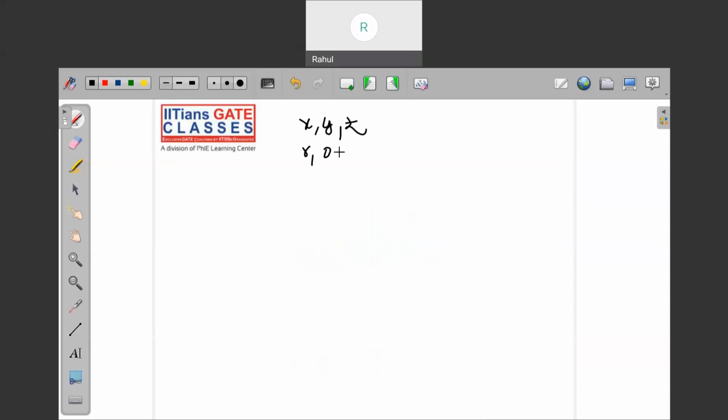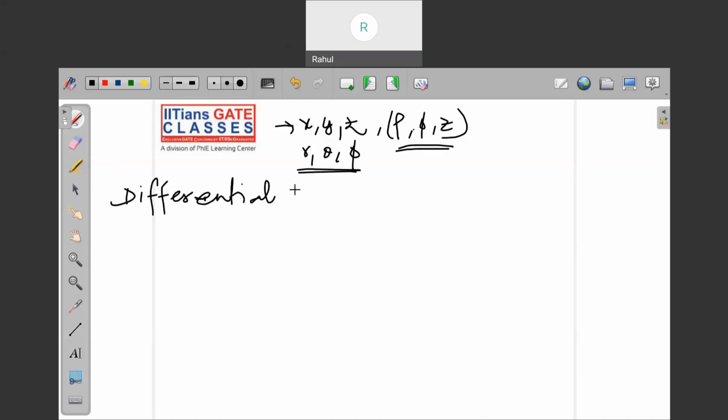And r, theta, phi, and rho, phi, z, right? This was for the cylindrical coordinate system, this was for spherical, and this was for Cartesian coordinate system, right? So now we are going to see the differential length, the differential element, which is present in the case of all the coordinate systems. So differential length, or you can say differential element as well. Just write here differential element.